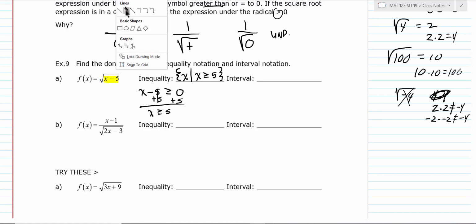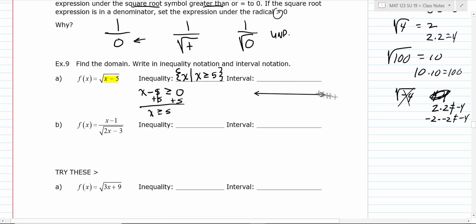If you do this in an interval, then it'll go like this. So here's 0, here's 5 out here somewhere. So really what this means is you'd have a bracket and then shade to the right. Okay, so we're including the 5 on that. So we would just say in interval notation 5 comma infinity. So what this means is every number bigger than 5, including 5, will give you a function value.